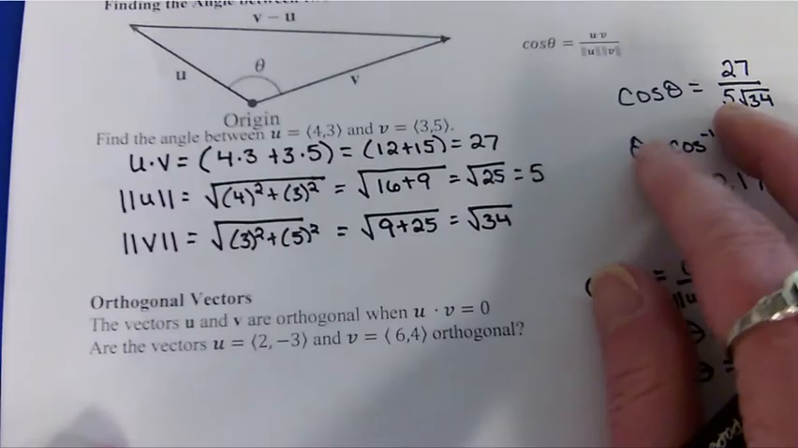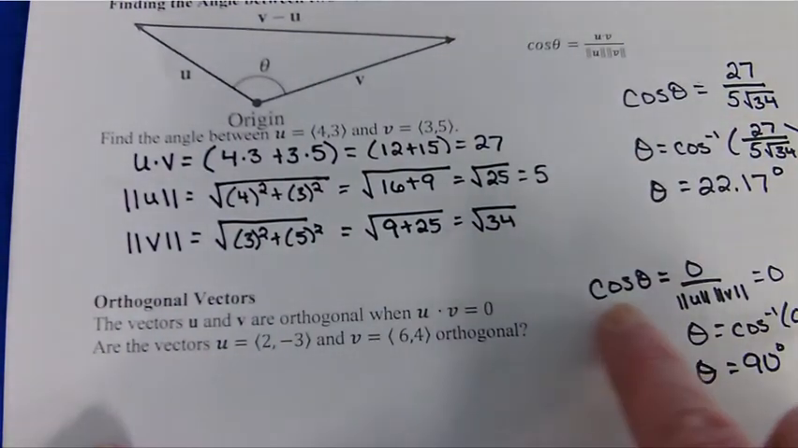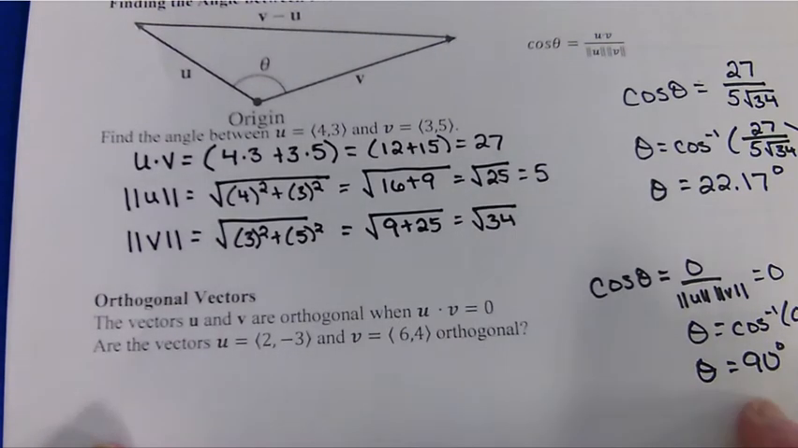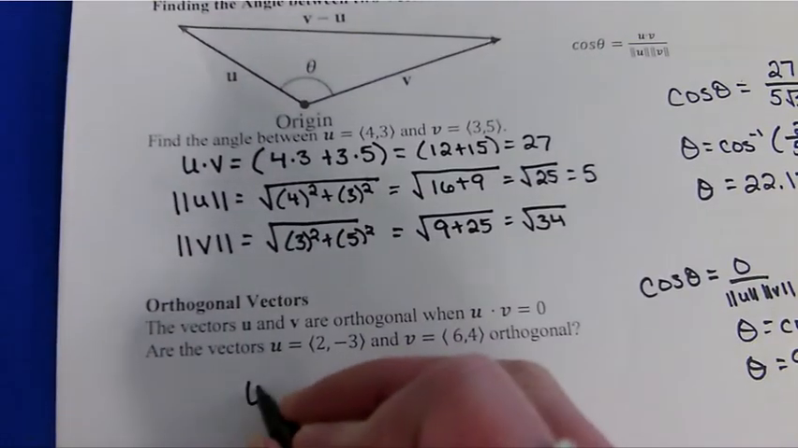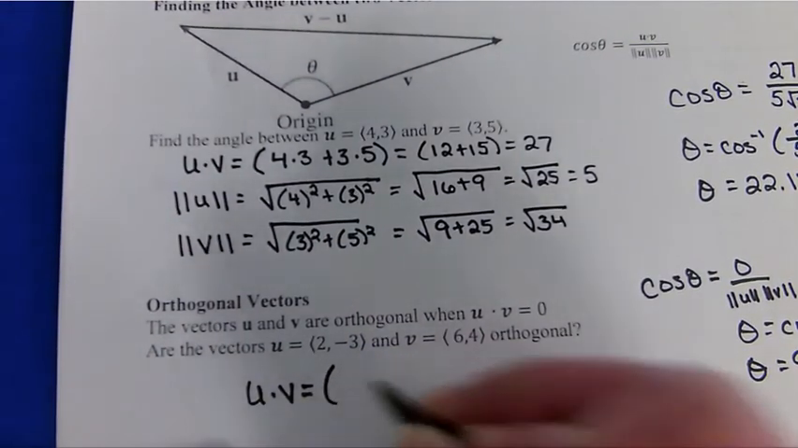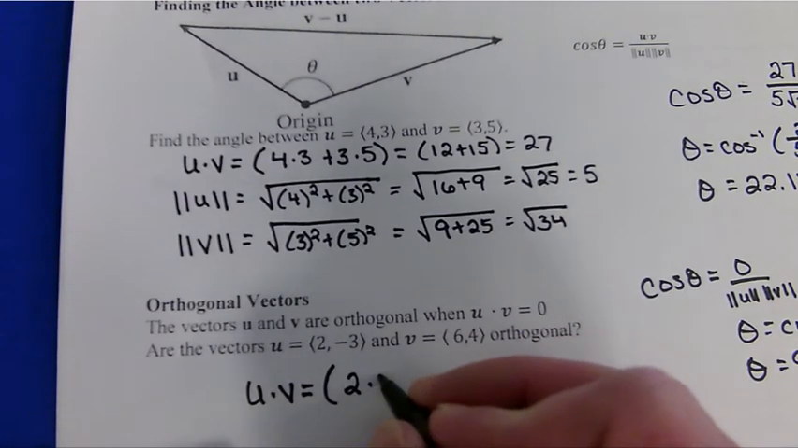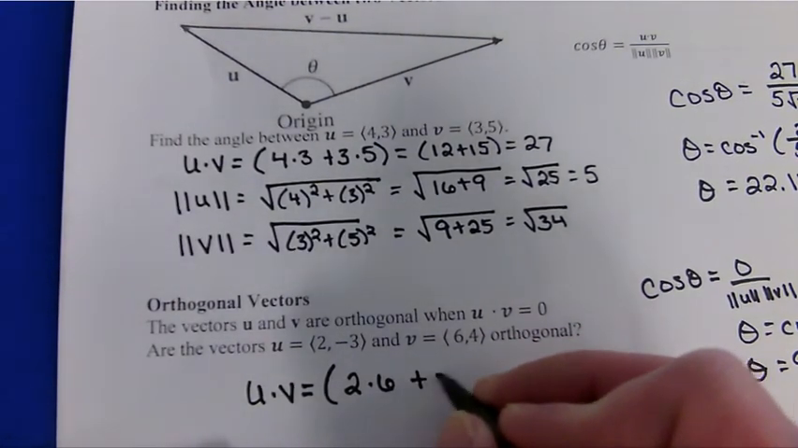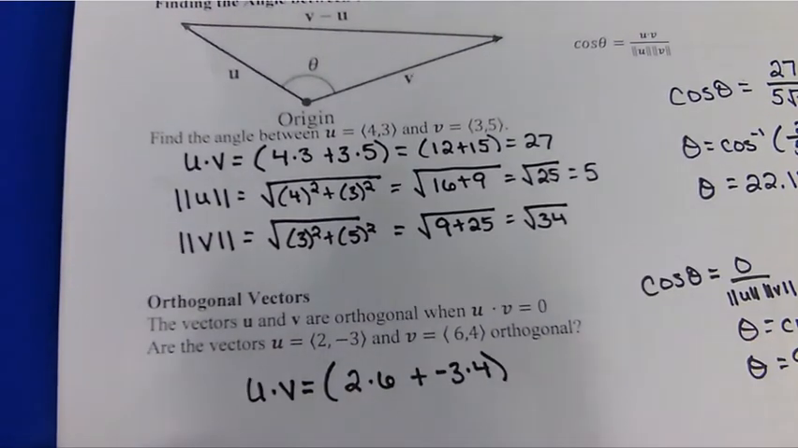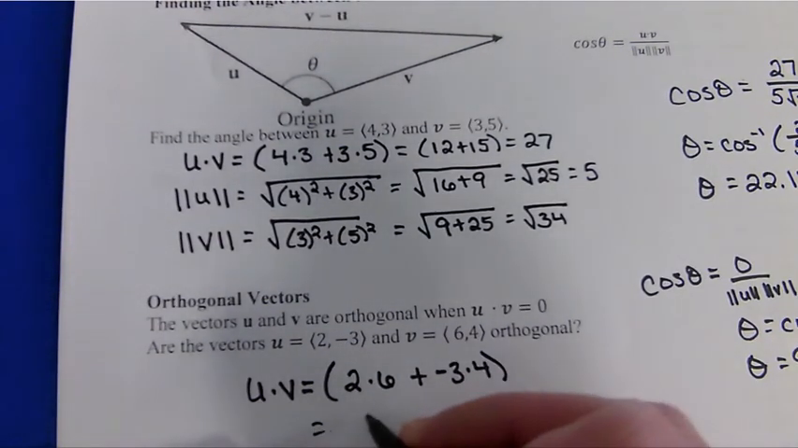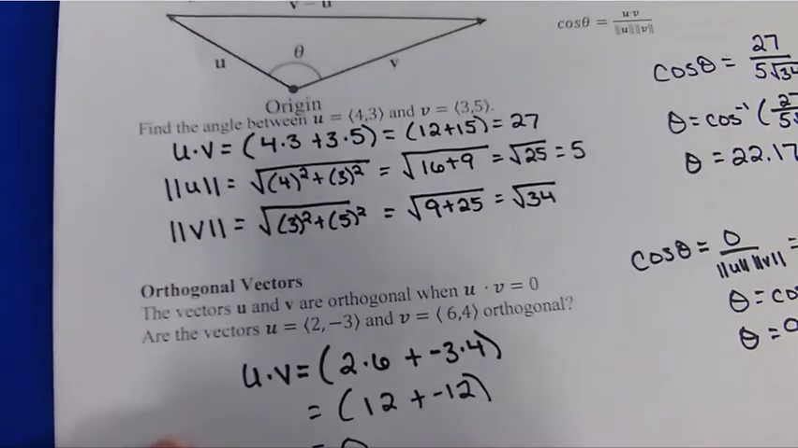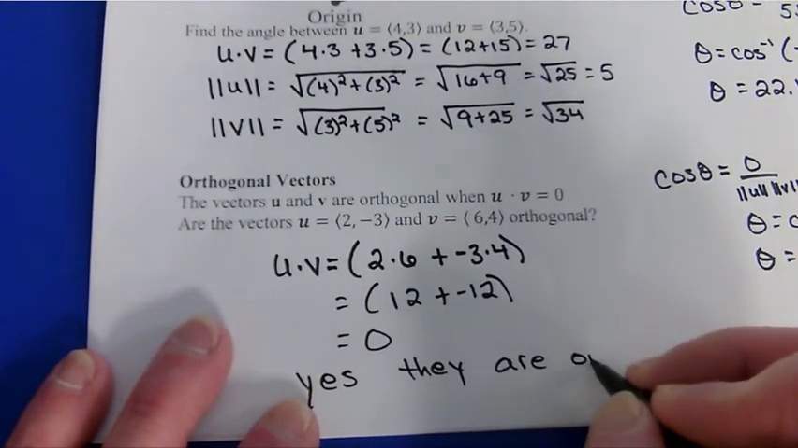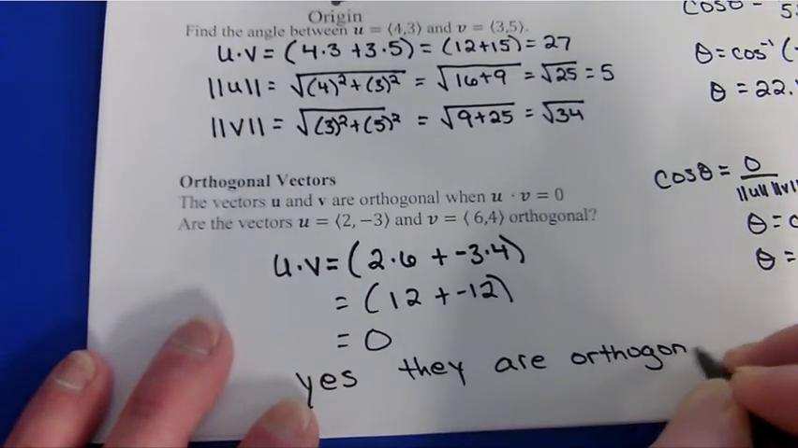And so we don't have to go through the whole process of finding the angle. If we know that u dot v is 0, then they're automatically going to be a 90-degree angle. So they're going to be orthogonal. Okay, so the dot product means I'm going to multiply the x components together and then multiply the y components together. So that's 12 plus a negative 12, and lo and behold, it's 0. So yes, they are orthogonal or perpendicular.